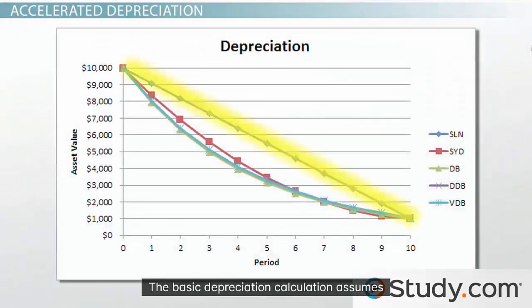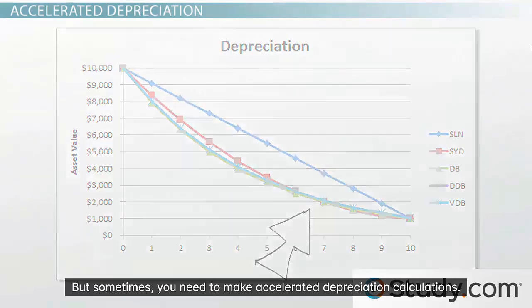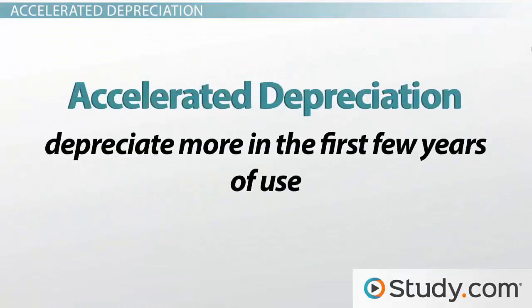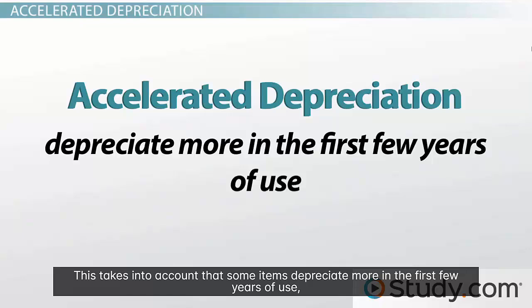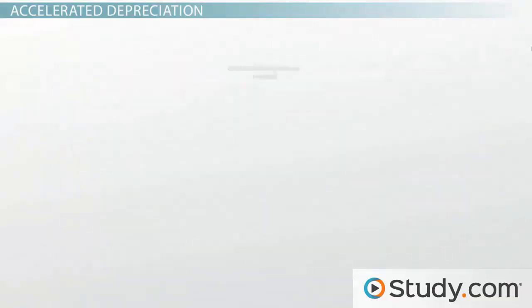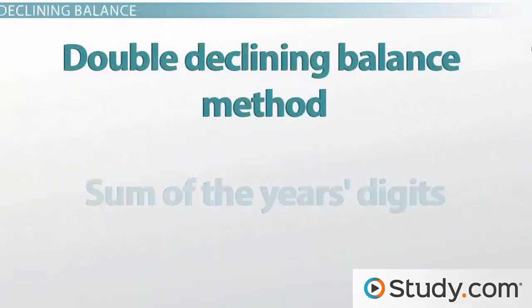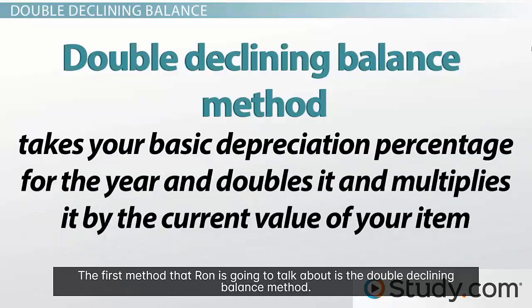The basic depreciation calculation assumes that the equipment is used steadily throughout its useful life. But sometimes you need to make accelerated depreciation calculations. This takes into account that some items depreciate more in the first few years of use, so your depreciation amounts in these years are more than later years. There are two common accelerated depreciation methods. The first method that Ron is going to talk about is the double declining balance method.